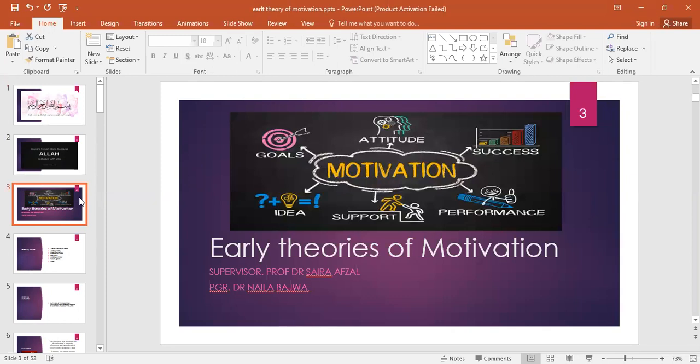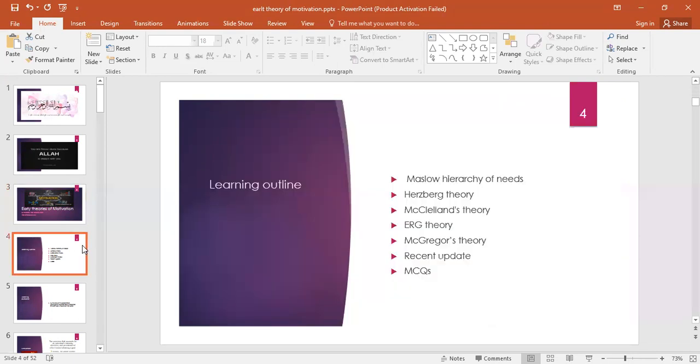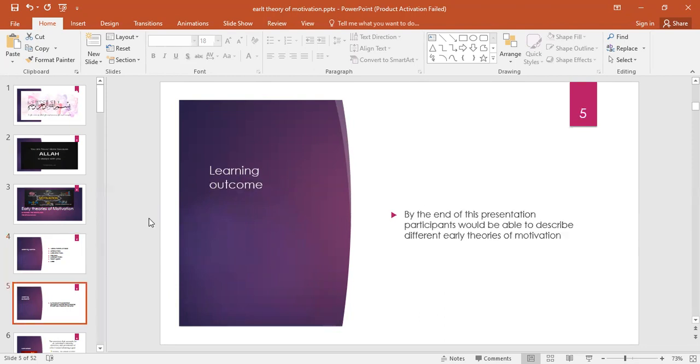Today, the topic of my presentation is early theories of motivation, under the kind supervision of Professor Dr. Saira Afzal. The learning outline of my presentation is five theories about motivation: Maslow's hierarchy of needs, Herzberg's theory, McClelland's theory, ERG theory, McGregor's theory, recent updates, and at the end, there is an MCQ session. By the end of this presentation, participants would be able to describe different early theories of motivation.